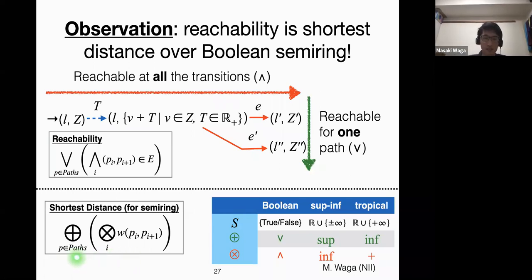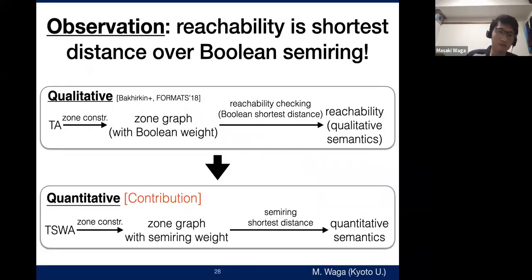Because the ⊕ is disjunction and ⊗ is conjunction for the Boolean semiring, this is exactly the same as reachability for a graph with no weight. So the high-level overview of our algorithm is like this.